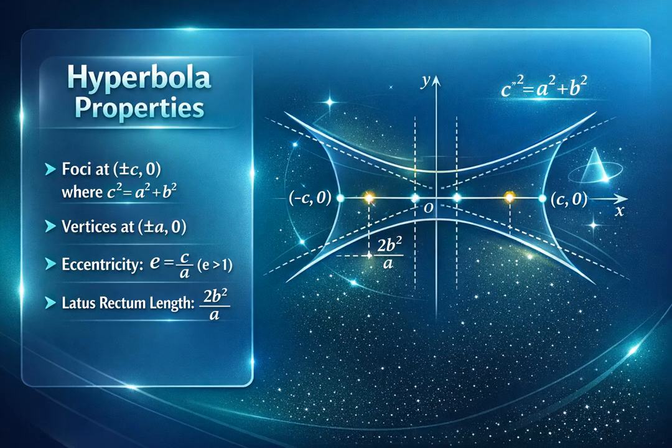Key hyperbola properties. The foci are at plus or minus c, 0, where c squared equals a squared plus b squared. Note the plus sign, unlike ellipse. The vertices are at plus or minus a, 0. The eccentricity e equals c over a, and it's always greater than 1 for hyperbolas. The latus rectum length is 2b squared over a.